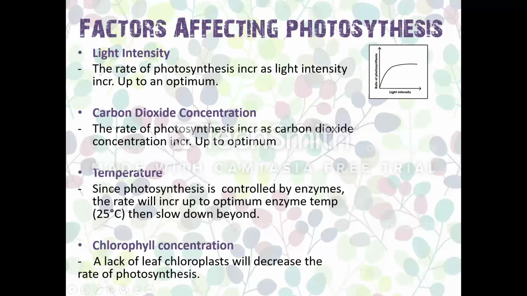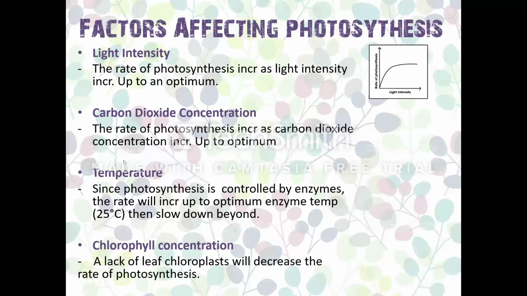The next one, temperature. The higher the temperature, the better the rate of photosynthesis will be, but only up to a certain point. I want you to think of grade 10 again and the denaturing of enzymes. Okay, photosynthesis is controlled by enzymes. So if I denature those enzymes, suddenly it cannot continue. All right, so our rate of photosynthesis will increase up to the optimum temperature.